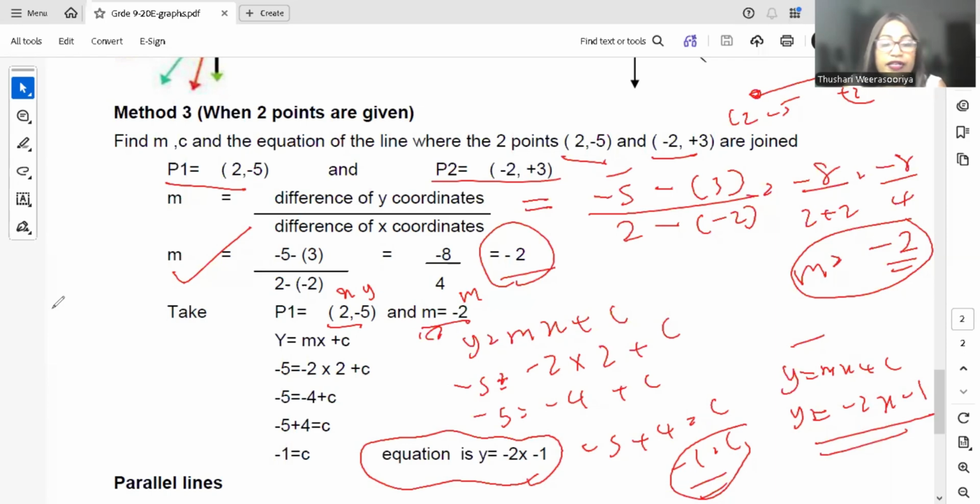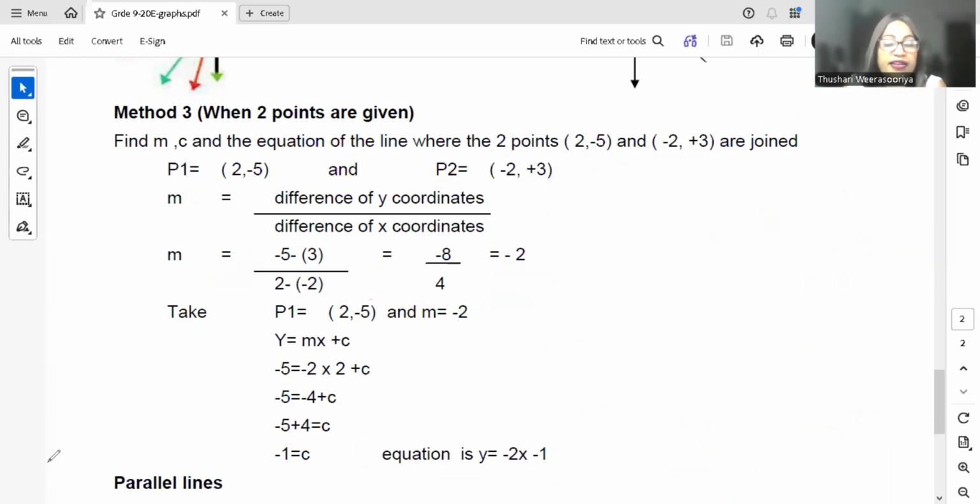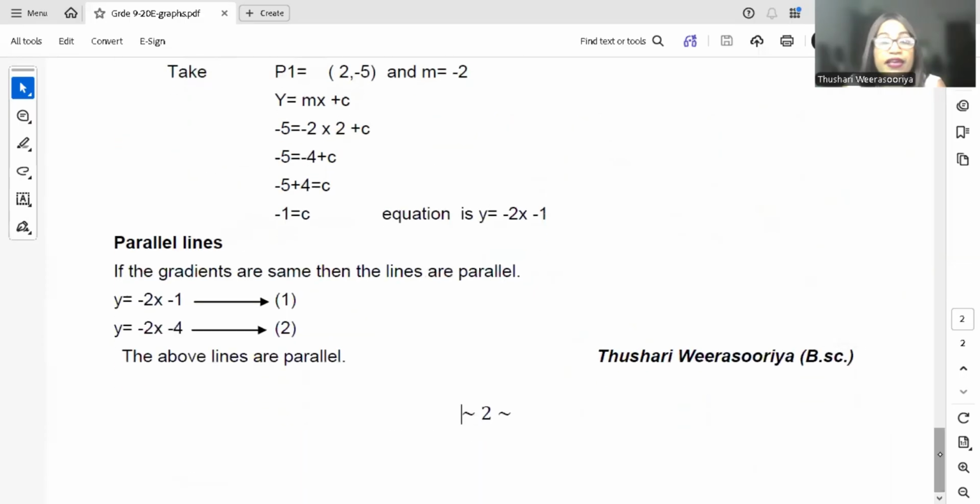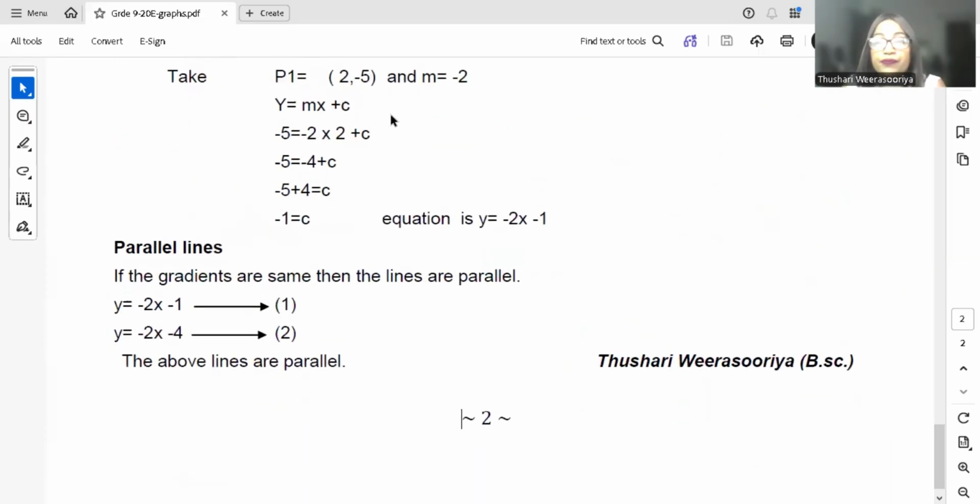Right. Now we move to another small part, that is parallel lines. Now sometimes in the exam they will give 2 lines, and you have to check whether these lines are parallel. How do you check? You check the gradient. What's the gradient? -2. Here also -2. If the gradients are the same, then the lines are parallel. So the first equation and the second equation are parallel to each other. Right. Okay. I assume you can understand this lesson very well.